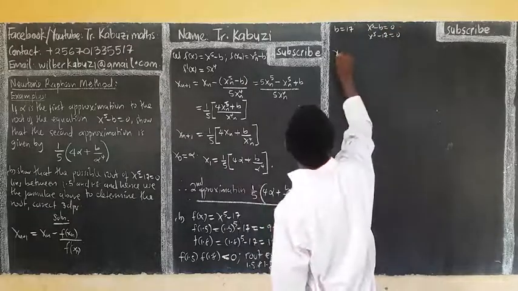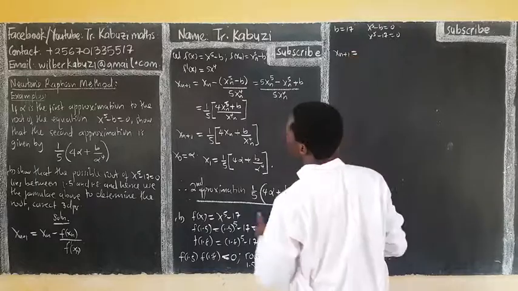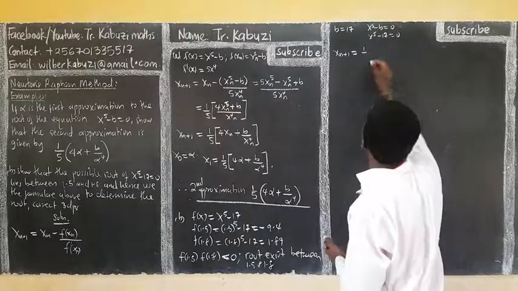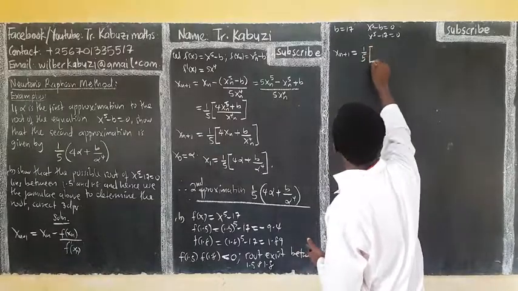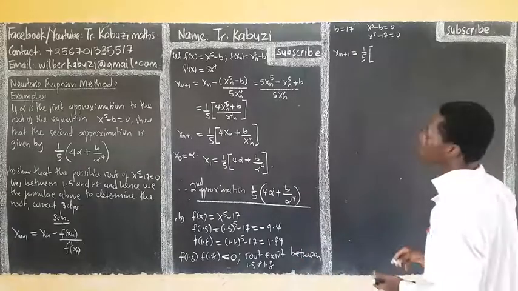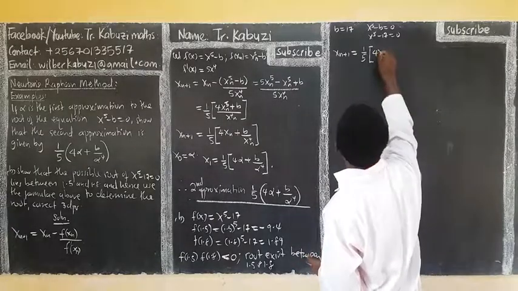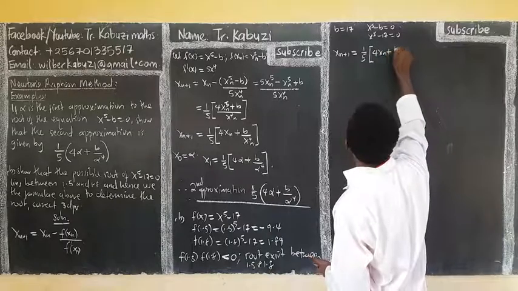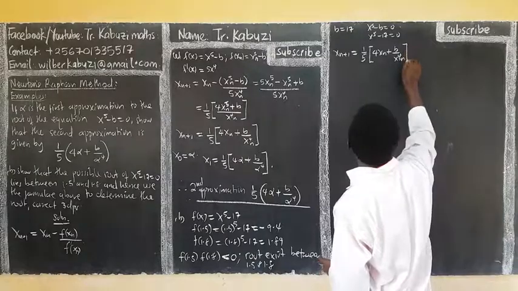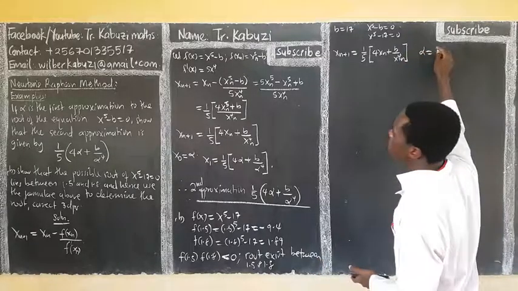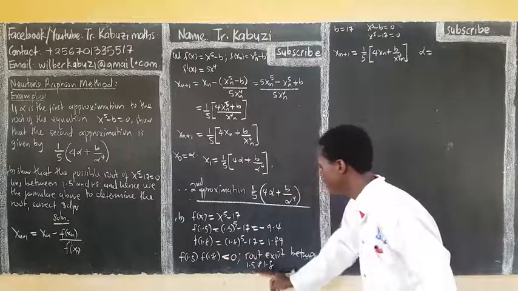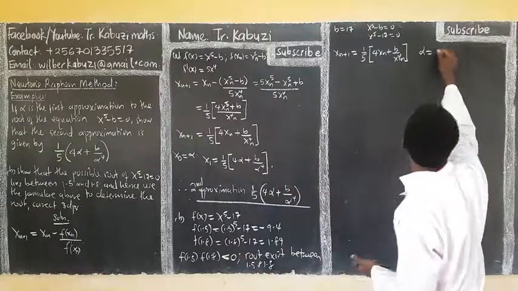Putting it here, now I have x n plus 1 equal to 1 over 5 into, now I'm going to take my first approximation for xn, 4 xn plus b over xn power 4. Let me use the first root, because the root is between this and this. Let me take this to be my initial approximation.